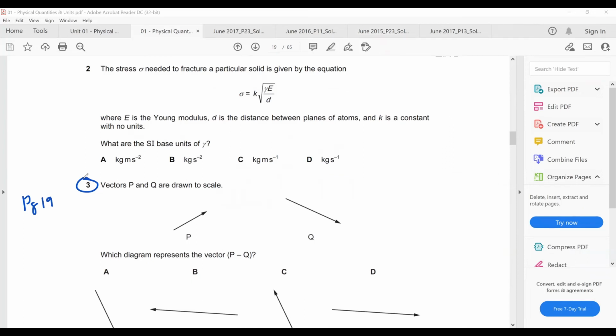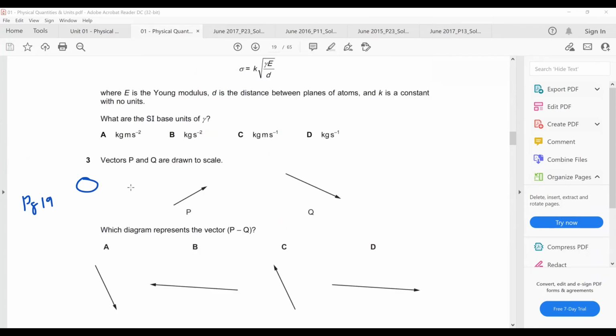Vector P and Q are drawn to scale. Which diagram represents vector P minus Q? So in some cases, for your exam questions, they do come out with questions like this. They always like to throw something in where something is minus something, and then they ask you to find out what is the vector that represents this.